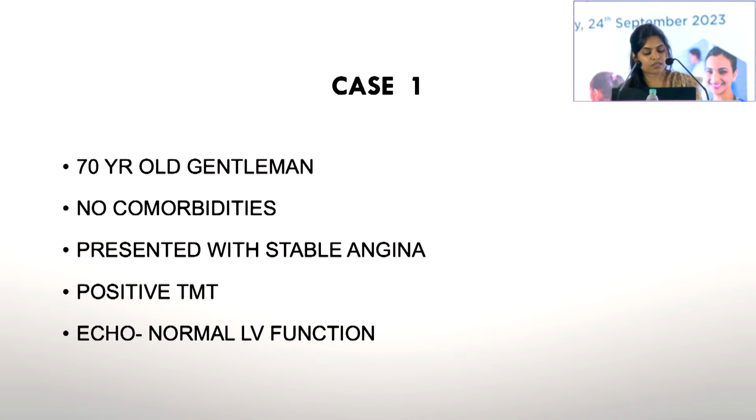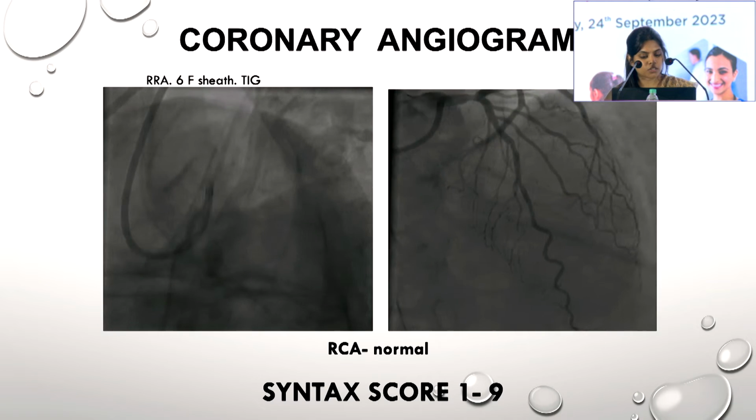Now coming to the cases, this is a case of a 70-year-old gentleman with no comorbidities, who presented with stable angina. Treadmill test was positive, and echo showed normal LV function. So here we have the coronary angiogram.